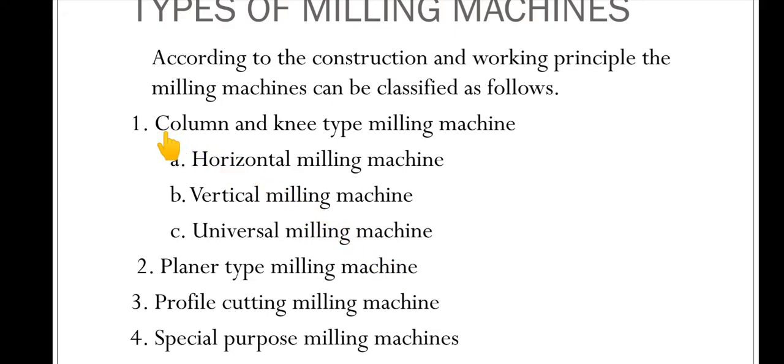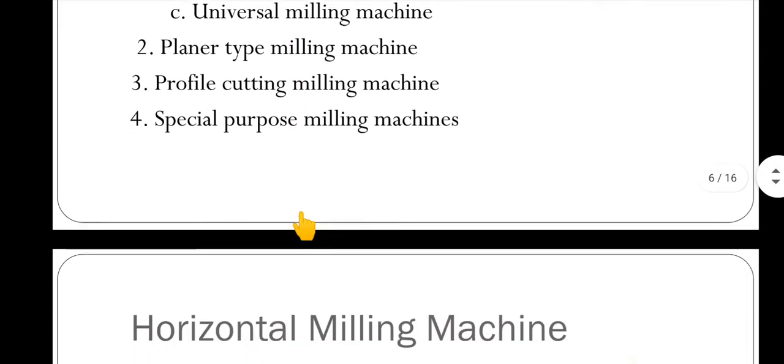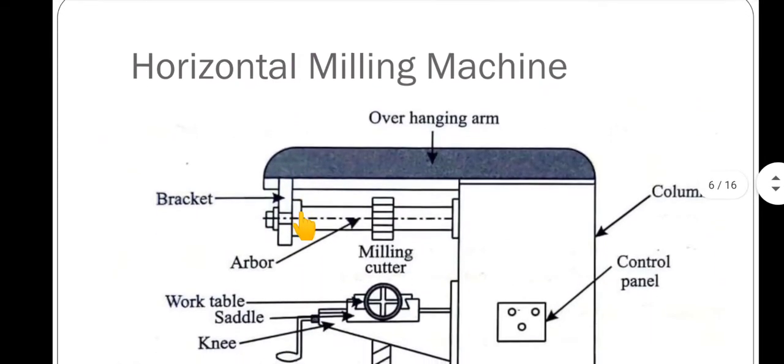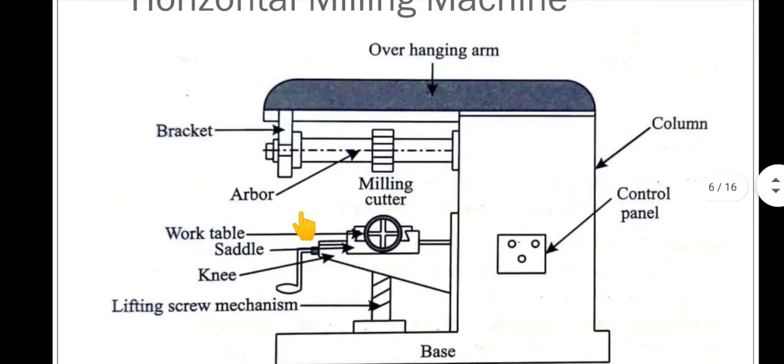Coming to your syllabus, we have two milling machines: the horizontal milling machine and the vertical milling machine, which come under the column and knee type milling machine. Let us see the working principle of the horizontal milling machine and of the vertical milling machine, with a sketch, to see how it works. First, let us see the horizontal milling machine.